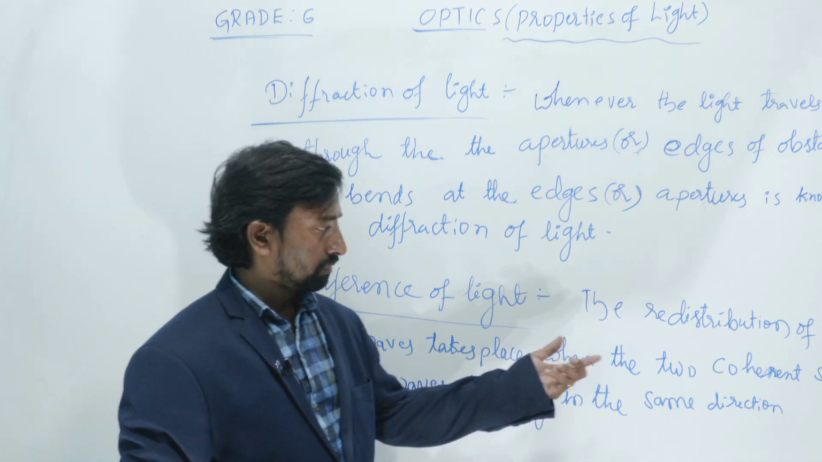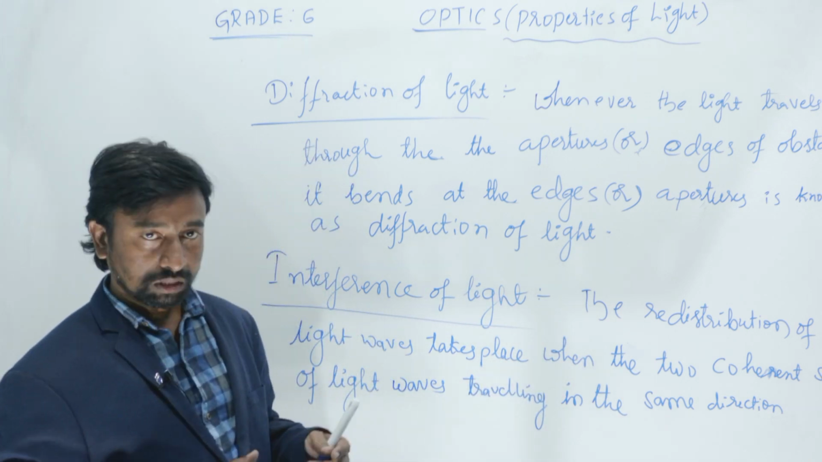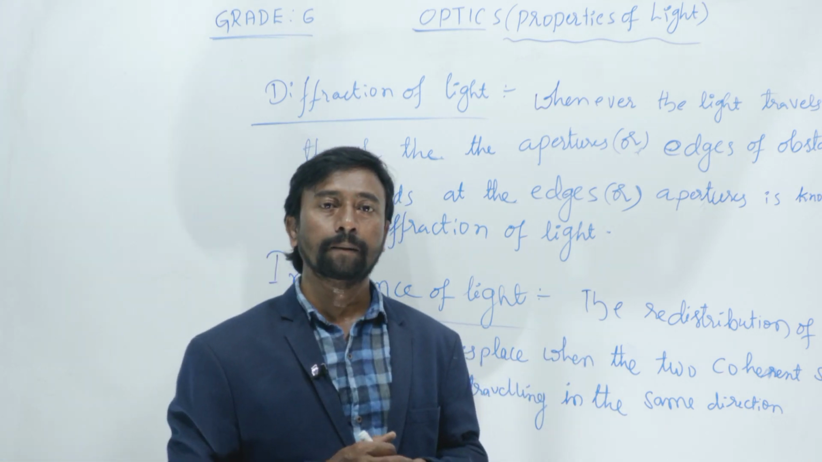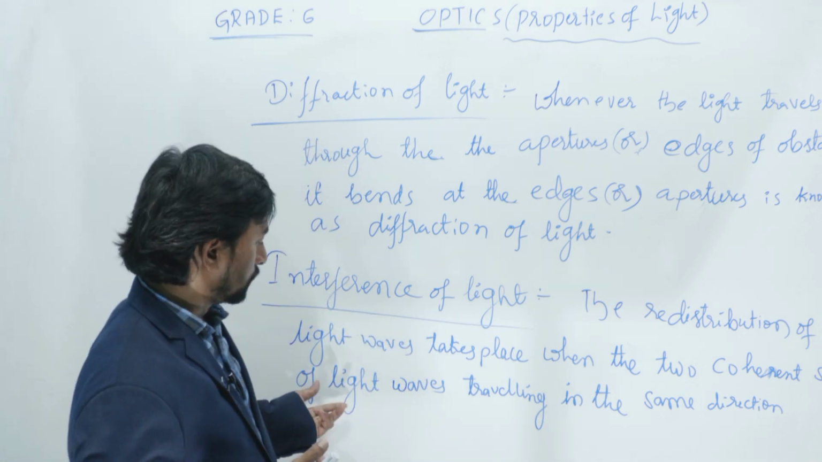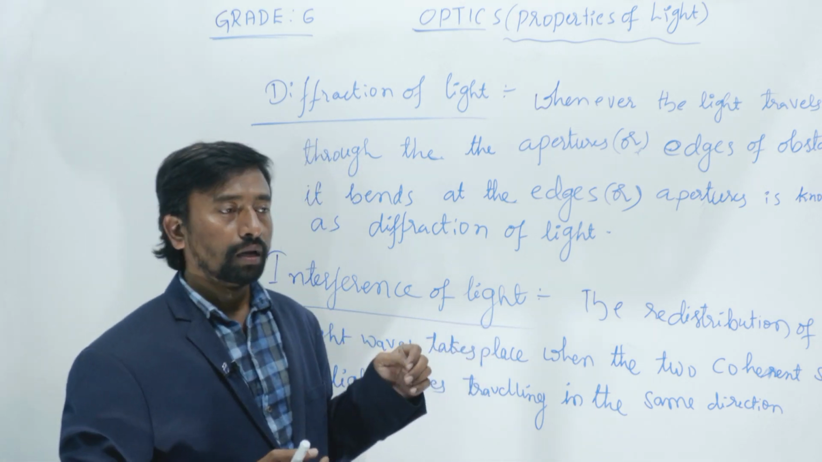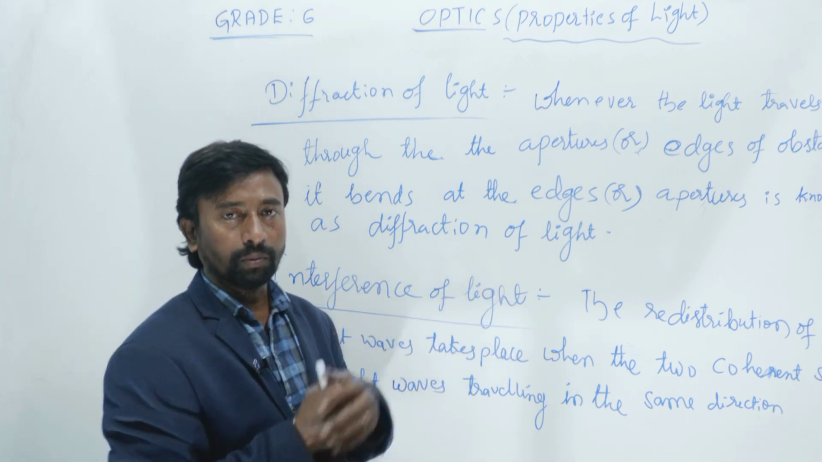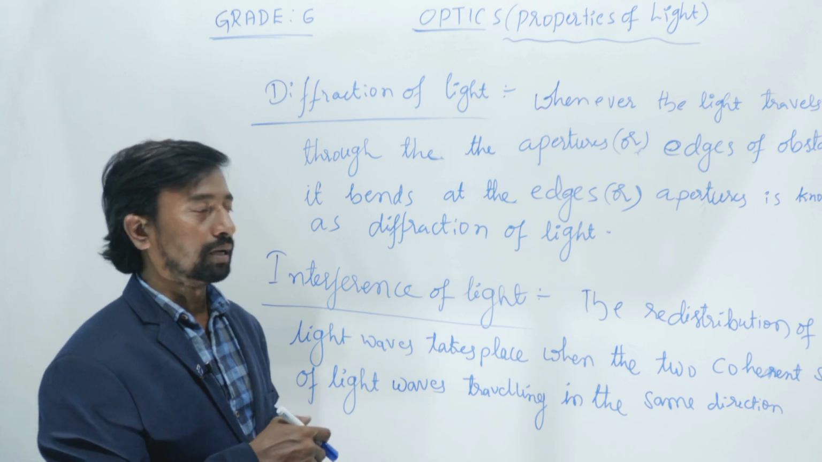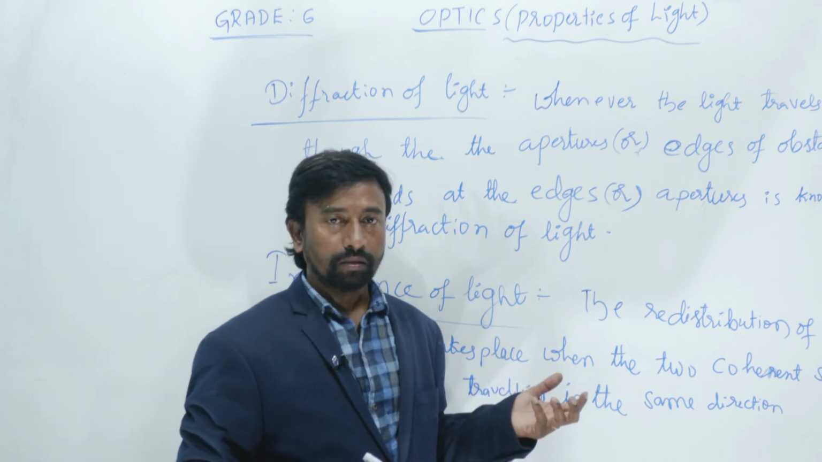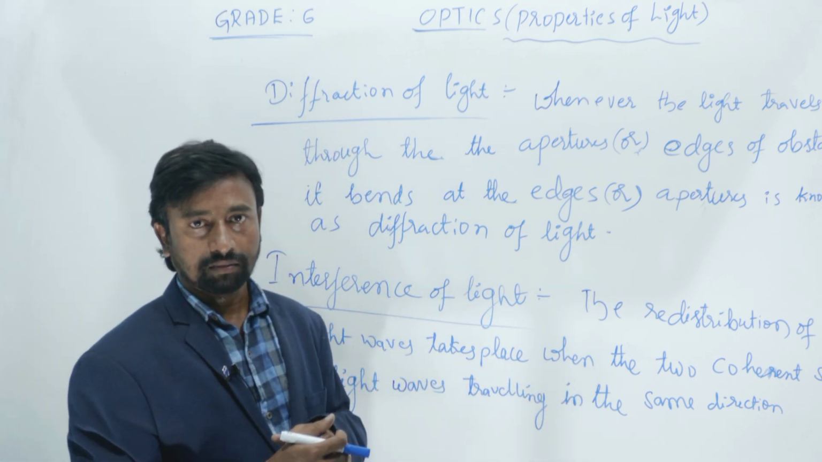Coherent sources of light are nothing but sources which emit light of the same frequency and wavelength, so that the waves travel in the same direction. The overlapping of two waves takes place there, and whenever the overlapping of two waves takes place, there is waning and waxing.